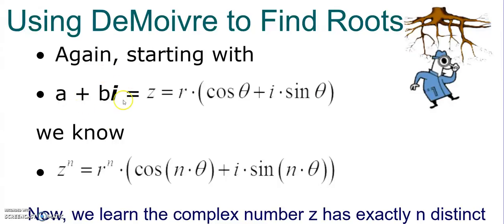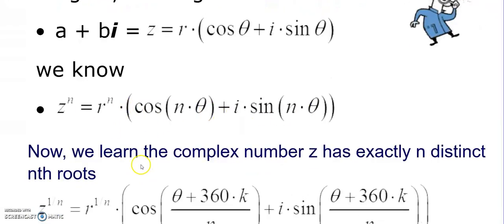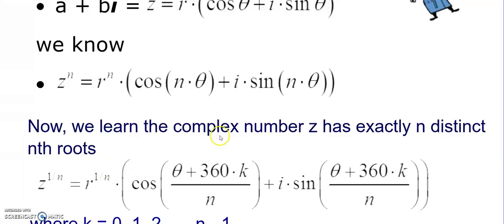I digress. a plus bi is z equals r times (cosine theta plus i sine theta). We know that if we raise this to a power, z to the n is r to the n times (cosine n theta plus i sine n theta). So that's what we learned in the powers video using DeMoivre's. Now we want to learn about complex roots.